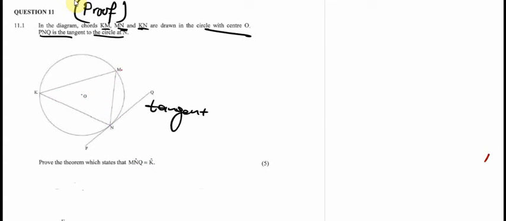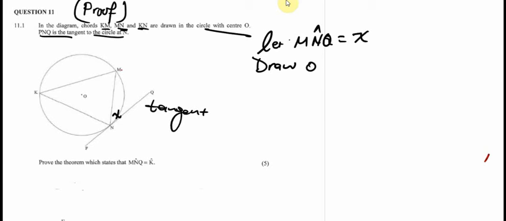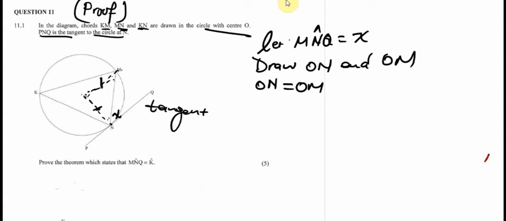So now we're going to put it in words, and then we're going to prove it. It's just a method of proving it. So what we're going to do, we're going to let angle MNQ equal x. So this angle will be equal to x. Now after I've said that, I will then say draw ON and OM. After I have drawn ON and OM, I can say first that ON is equal to OM. So this will be equal to that, and the reason is they are radii.